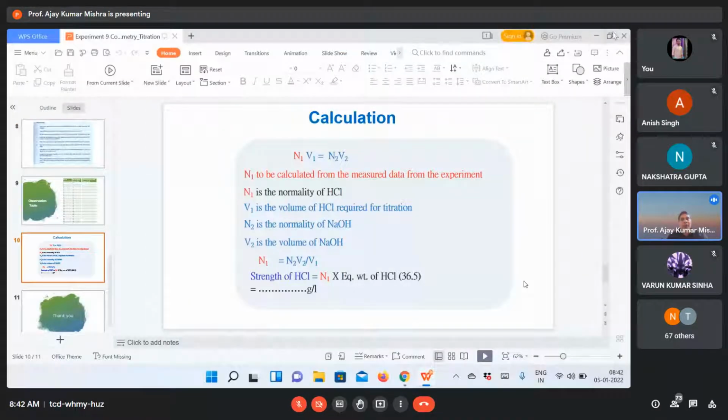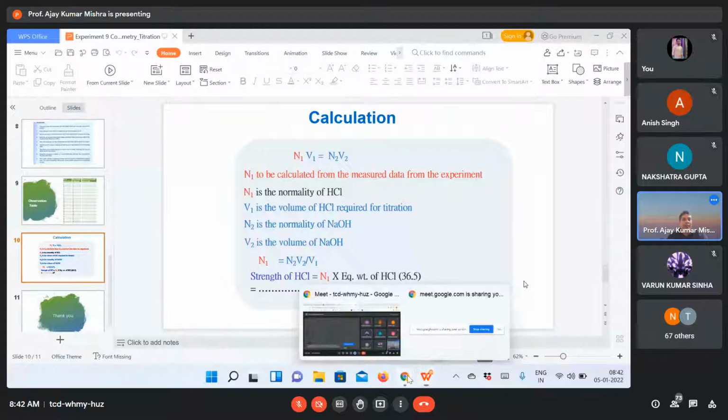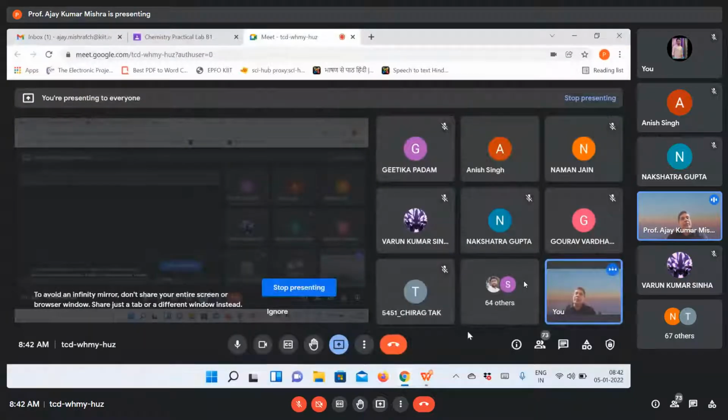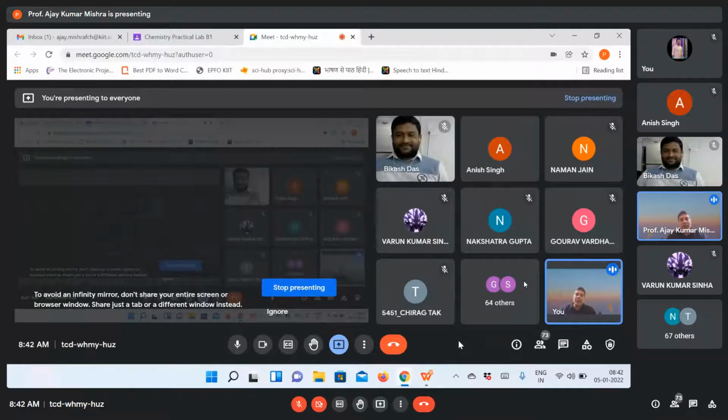I don't know whether anybody has any queries on that before I can bring Vikas sir in. Okay, it looks like everybody is quite happy.